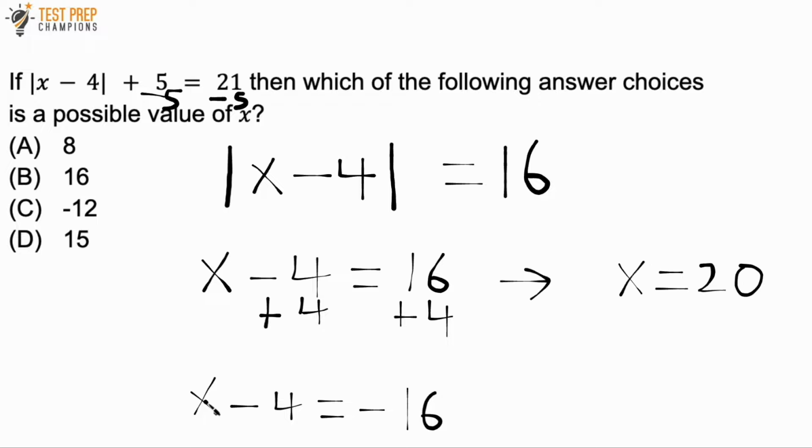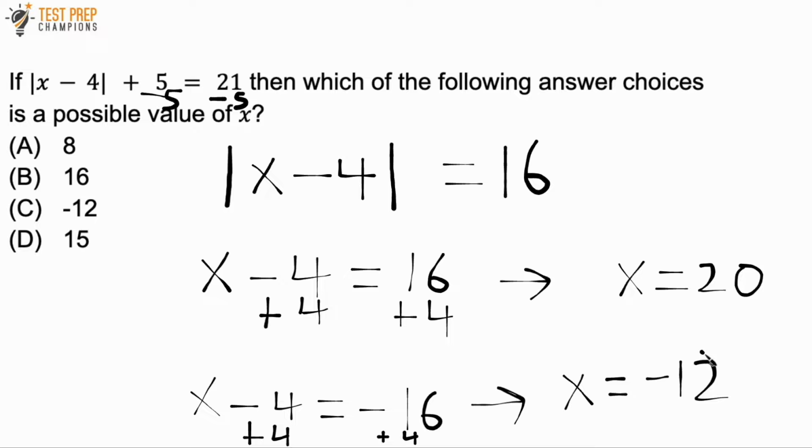Now let's come down to the second case down here. So if x minus 4 equals negative 16, what we're going to do to get the x by itself is we're going to add 4 to both sides. So we're going to add 4 to both sides, and here's what we'll get. We'll get x equals negative 12.